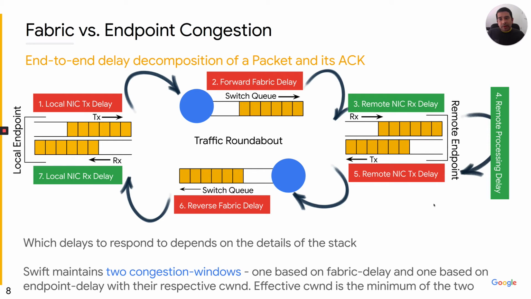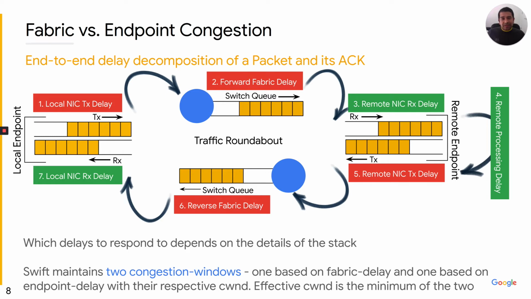Let me go into a bit more detail into one of the aspects of Swift's design, which is to deal with fabric and endpoint congestion separately. So let's consider this diagram which shows the end-to-end delay decomposition of a packet and its ACK. So we have a local endpoint which sends out the packet and a remote endpoint which processes the packet and sends out the ACK back.